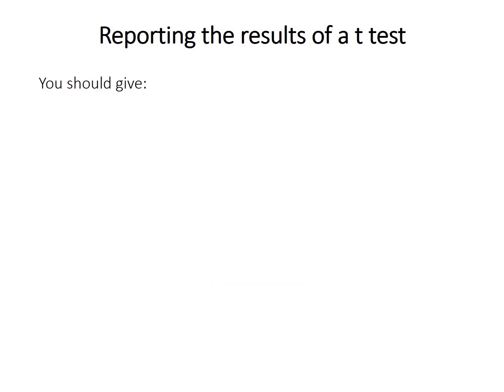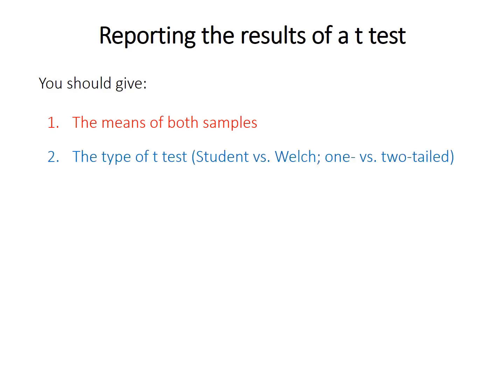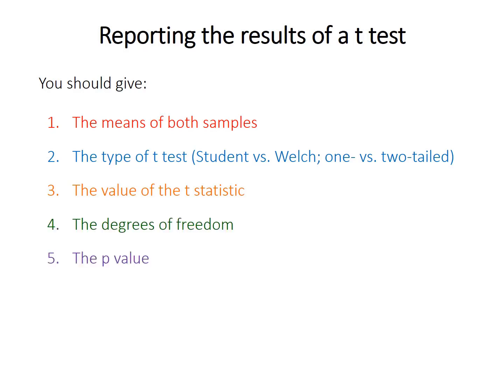So here's how you should report the results of a t-test when you're writing a results section, for example. You should give the means of both samples. You should give the type of t-test, Welch's t-test normally, one versus two-tailed. Is it a paired t-test? You should give the value of the t-statistic, the degrees of freedom, and the p-value.